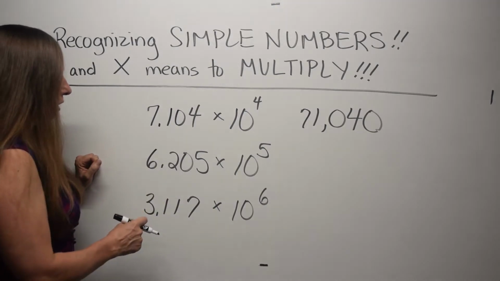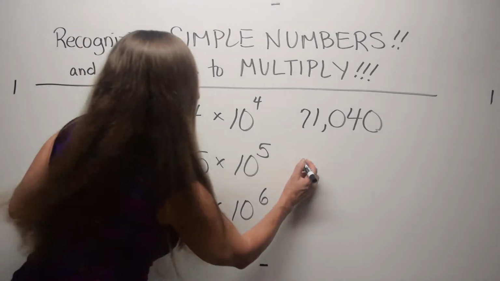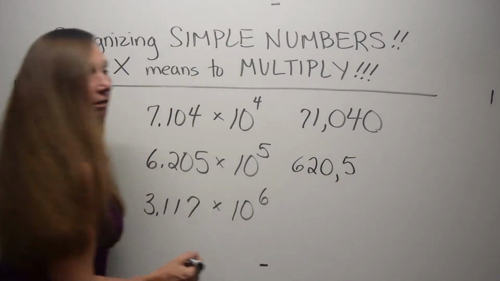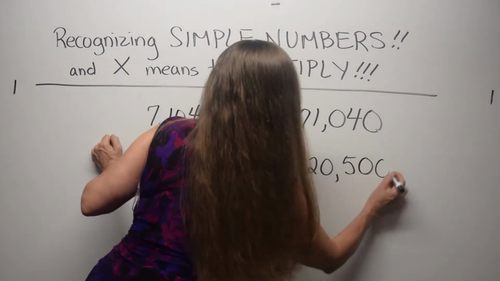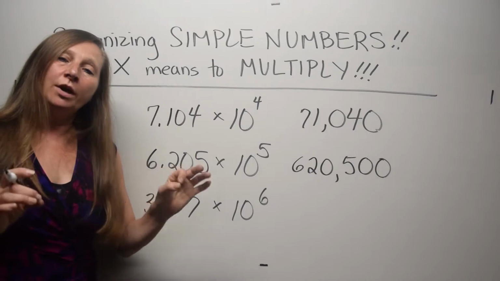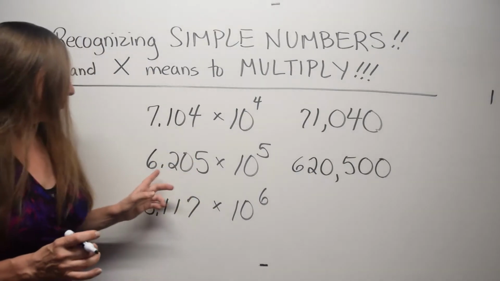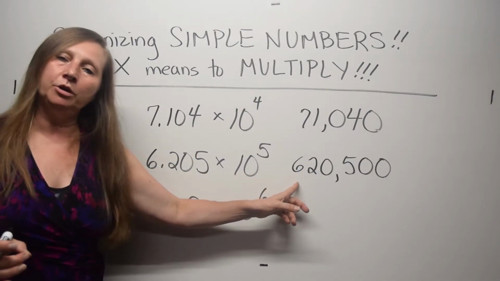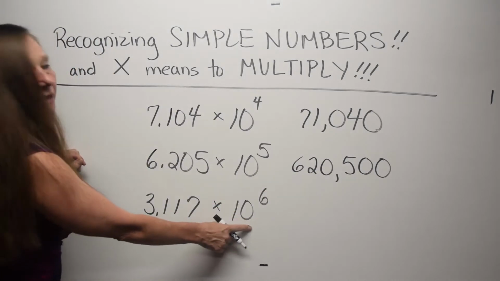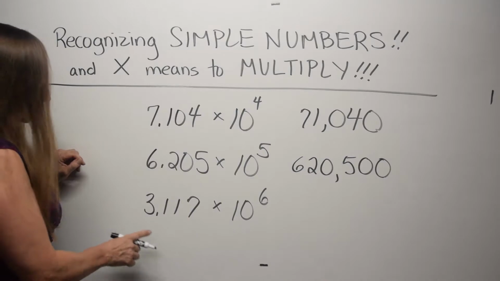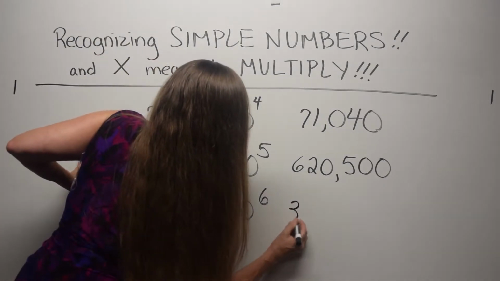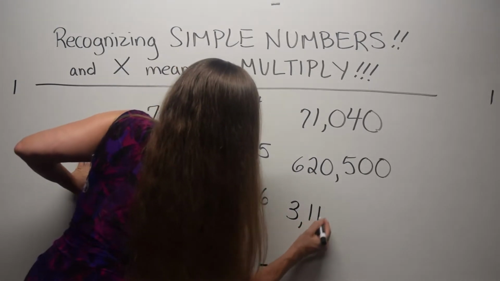So 6.205 would be 620,500. 10 to the 5th is 100,000, so the biggest number you would get is in the 100,000s place. And this one would be in the millions. 10 to the 6th is 1 million, so this would be 3 million something. 3 million, 117 thousand.